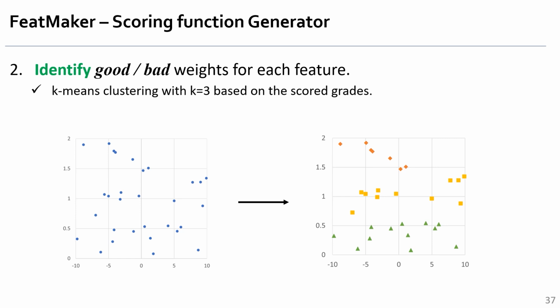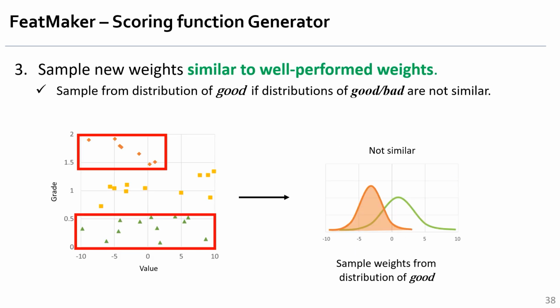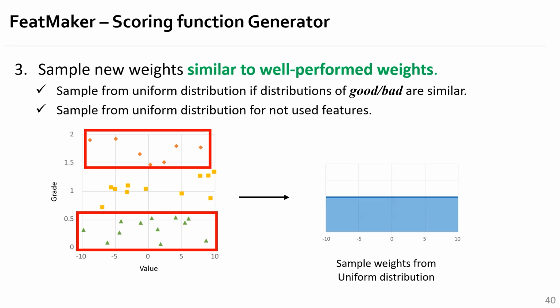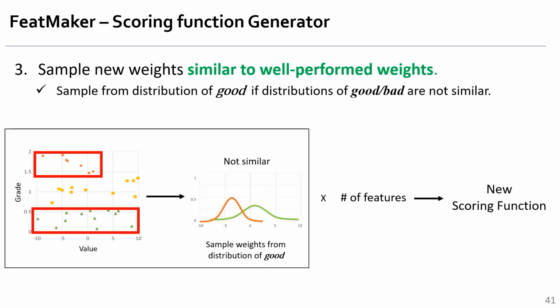And then we check the statistical similarity of the two groups. If good weights are not similar to bad weights, then FeatMaker samples new weights from the distribution of good weights. In the opposite case, if the two groups are statistically similar, then FeatMaker samples a new weight from a uniform distribution for that feature. And for features that were not used, FeatMaker uses a uniform distribution too. By repeating all these steps for all state features, FeatMaker can make a new scoring function.